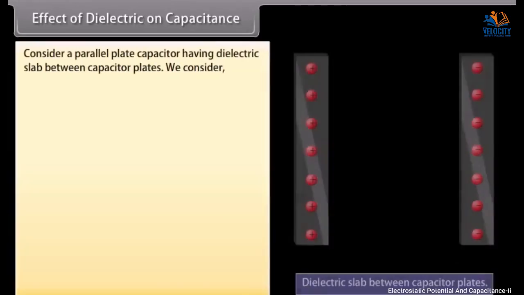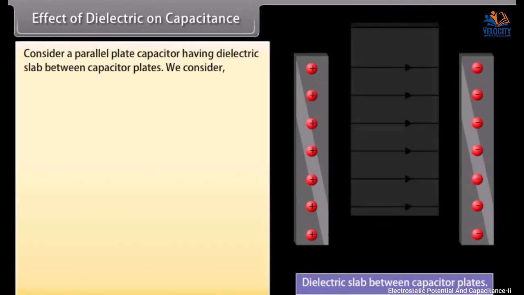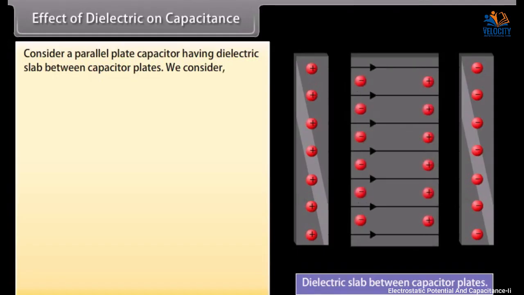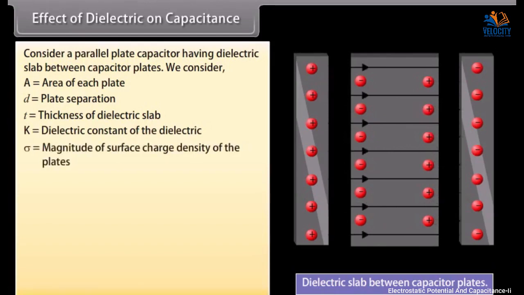Effect of dielectric on capacitance. Consider a parallel plate capacitor having a dielectric slab between the capacitor plates. We consider A is equal to the area of each plate, D is equal to the plate separation, T is equal to the thickness of the dielectric slab, K is equal to the dielectric constant of the dielectric, sigma is equal to the magnitude of surface charge density of the plates.